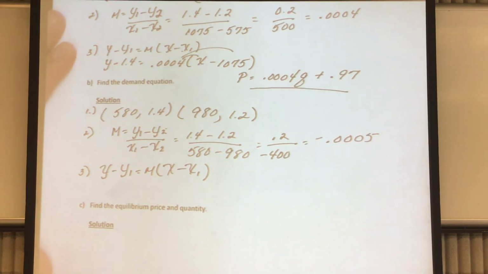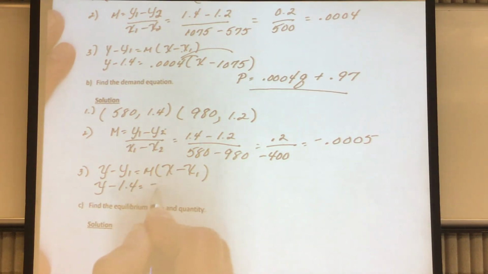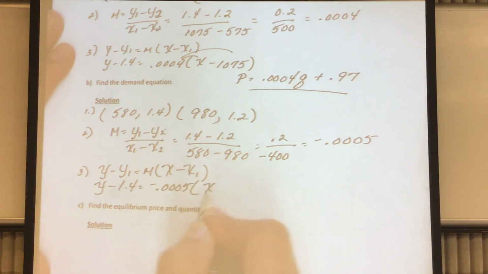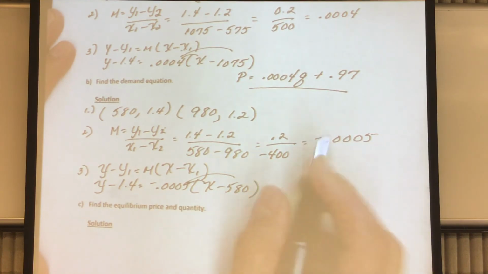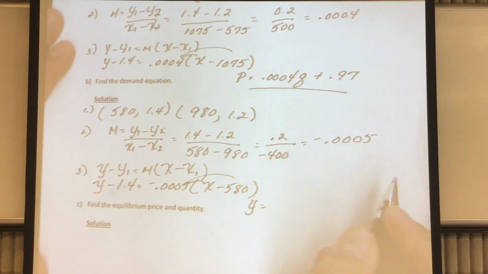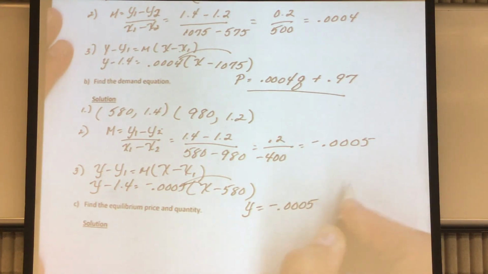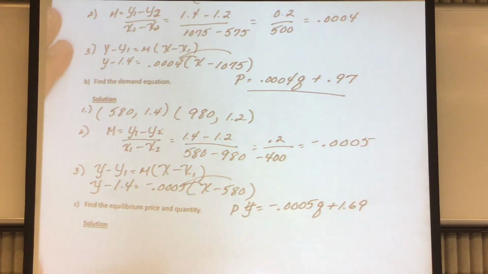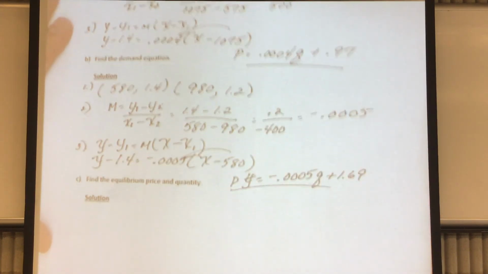So I'm going to use my first point, so y minus 1.4 equals our slope, which we just calculated, negative 0.0005, times x minus x1, and that is 580 is my x1. So now distributing and combining like terms, I calculate my equation to be y equals negative 0.0005 q plus 1.69. Again, you could use y or p. Let's just make it consistent. P equals negative 0.0005 q plus 1.69.